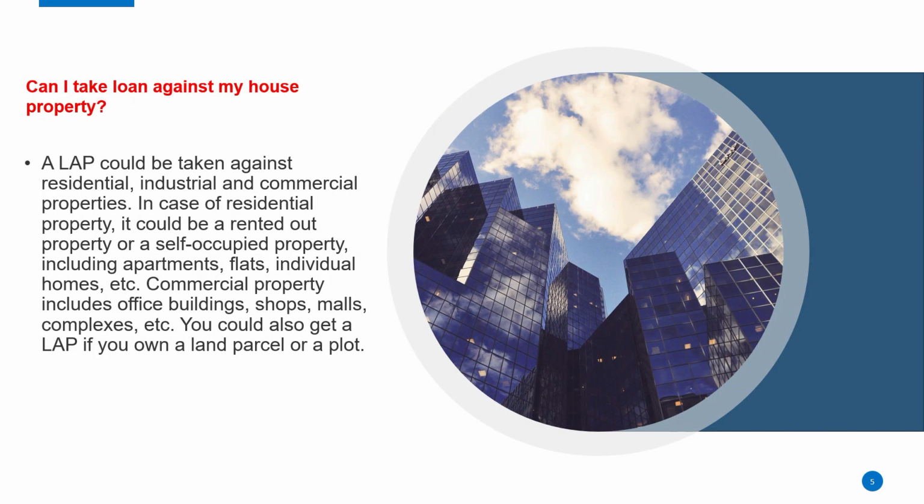Can I take loan against my house property? A LAP could be taken against residential, industrial, and commercial properties. In case of residential property, it could be a rented out property or a self-occupied property, including apartments, flats, individual homes, etc. Commercial property includes office buildings, shops, malls, complexes, etc. You could also get a LAP if you own a land parcel or a plot.